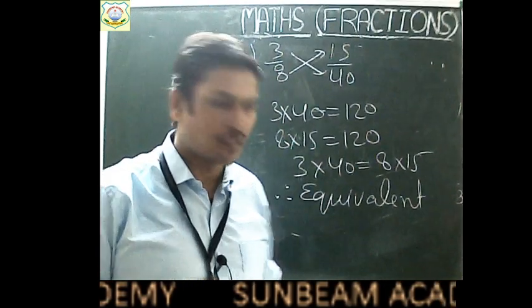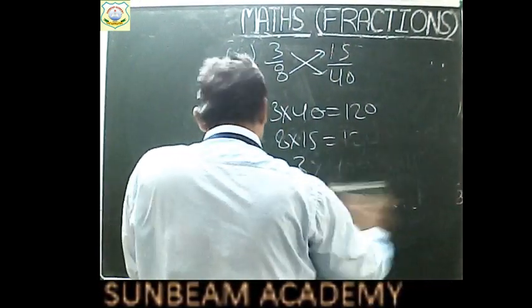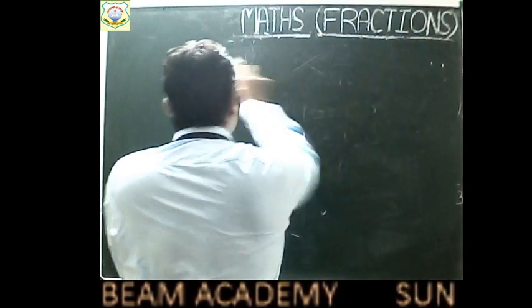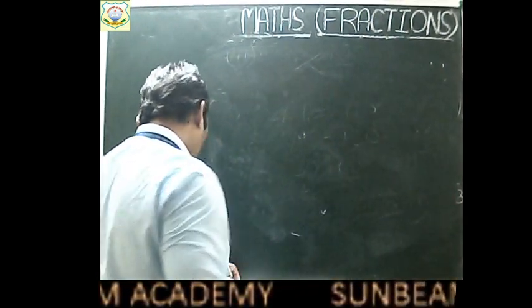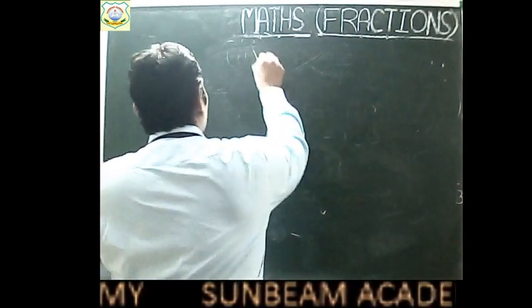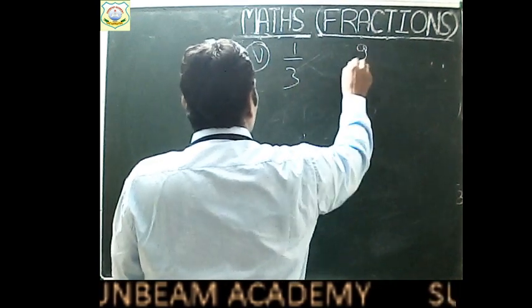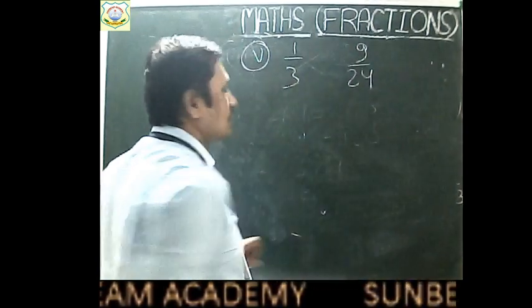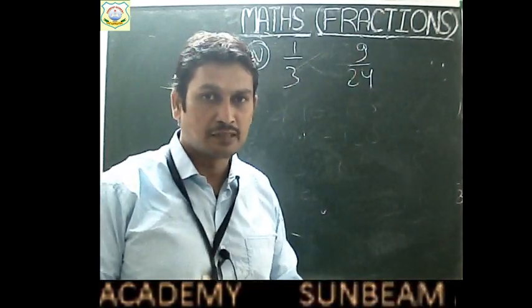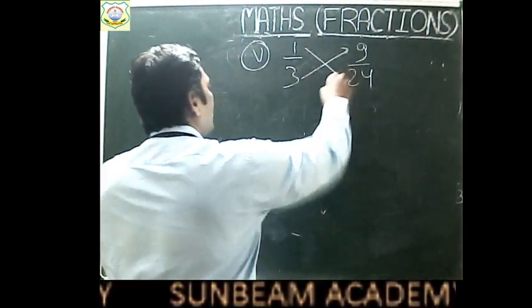It's so easy children. So in the same way children, we can solve one more part of the same question. Suppose I am solving the fifth part. See the fifth part now, fifth part of the same question. The fractions are 1 by 3 and 9 by 24. Now children, make cross multiplication. So 3 with 9 and 1 with 24.